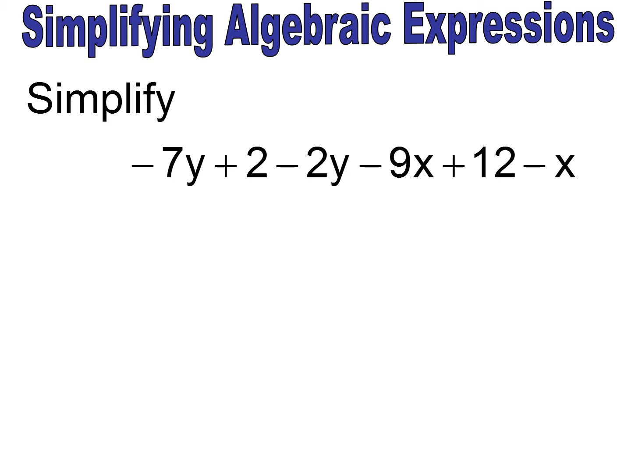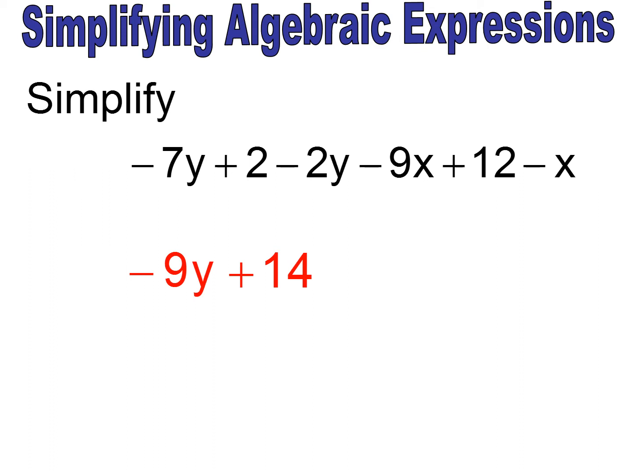Pause and try. So in this case, you see we have 7y minus 2y. The 7y minus 2y, you have negative 7 minus 2, same sign, add and keep the sign, so you end up with a negative 9y. And again, it doesn't matter what order you go in. I like to just go in the order of what I see first. So I see I have a positive 2. I'm looking for any other constants, and I see I have a plus 12. So I add the 2 and the 12 together, and I get plus 14.